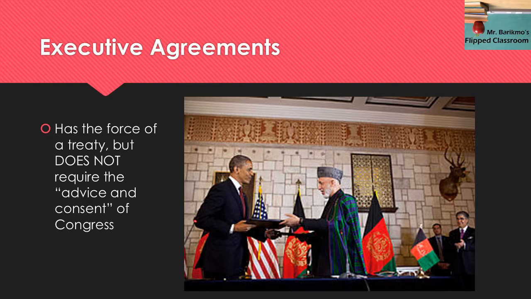So one way around that, in terms of getting away from the Senate, is to enter into executive agreements. And the president can enter into executive agreements with other nations. Here you see President Obama exchanging an executive agreement with Hamid Karzai, the president of Afghanistan. These have the force of treaty, but they don't require the advice and consent of Congress. So the president can act just like an executive order has the force of law without Congress's approval. Executive agreements have the force of law without the Senate's approval as well.